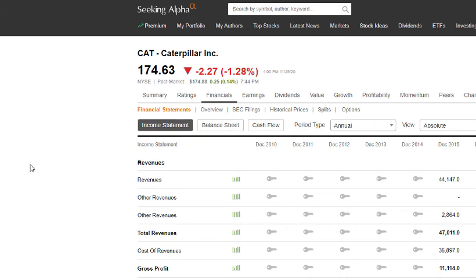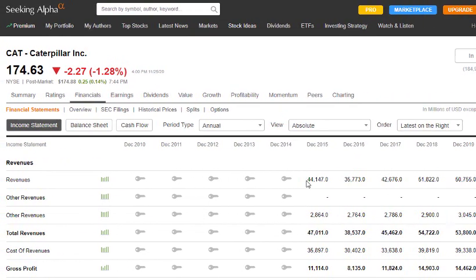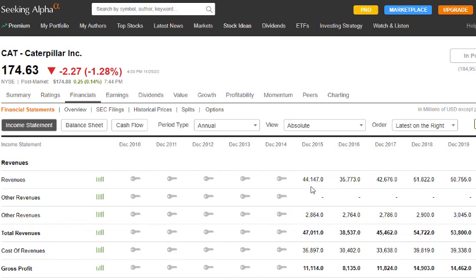Once I do that, I'm taken to the income statement. By default, it looks at annual data, but I could look at quarterly. It's looking at absolute values right now, which is fine with me. I can look at that and see, okay, well, revenue went down, then in 2017 it went up again, and then, okay, it's trending up overall.